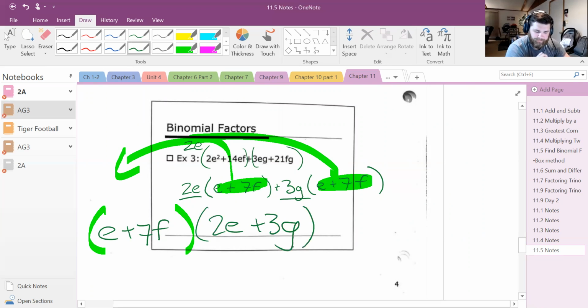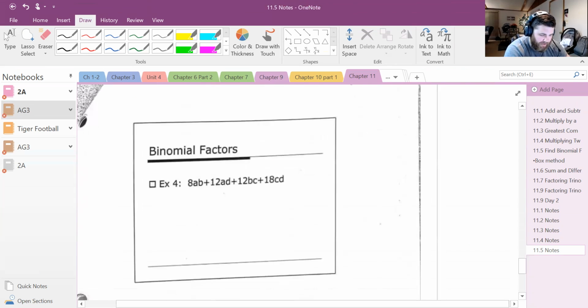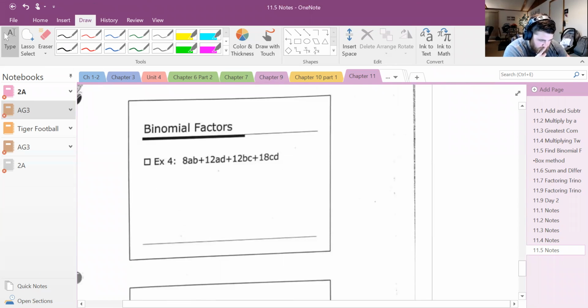Affected by grouping. Give me one I have to rearrange. Am I really good here too? Let me see.